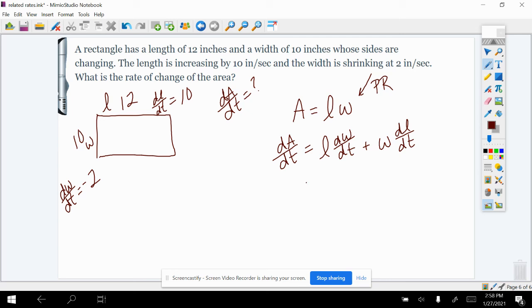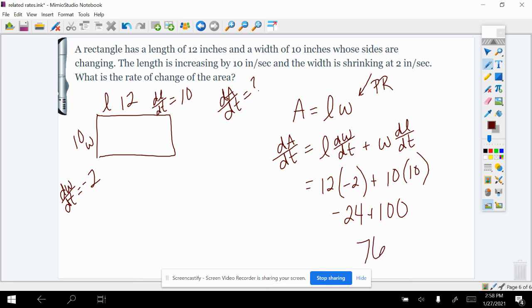You're going to plug in everything that you know. So you know the current length is 12, and the current width is changing at a rate of -2. And then you know the current width is 10, and the length is increasing, so it's positive 10. So you're going to get -24 plus 100, which is 76. And you don't actually have to put a unit in Delta Math. It'll actually put the unit for you. But this is an area, so this would be inches squared per second. So at that moment, the area is increasing at a rate of 76 square inches per second.